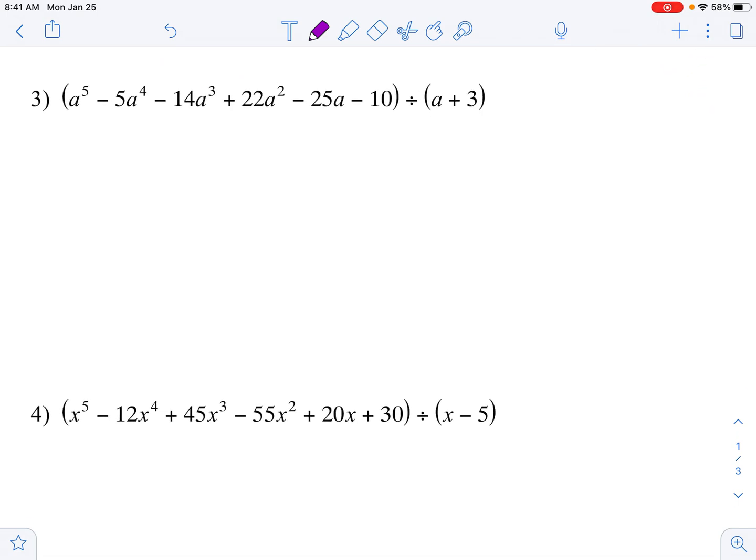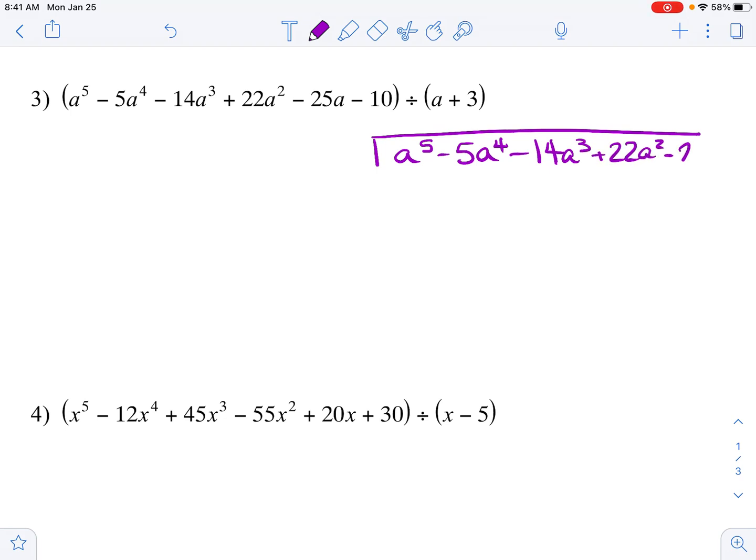Well, what happens when we get a remainder? Well, let's find out. Minus 25a minus 10. Okay.